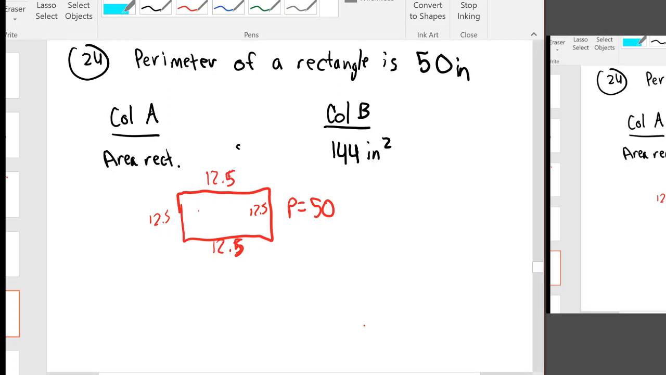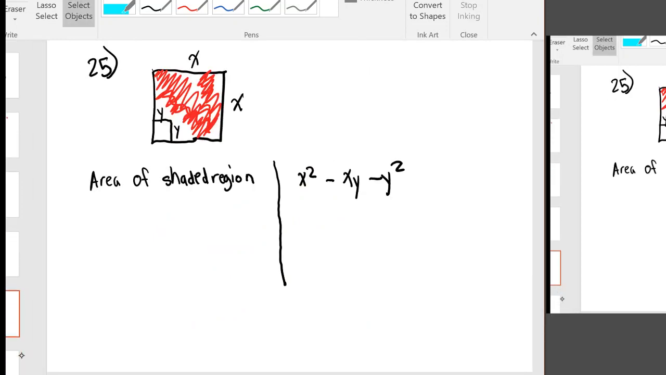Or it could be 1, 1, that's 2, right? And then 24, 24. So I have no idea what the dimensions are at all. So I can't really determine anything, so the answer is going to be D here. The answer cannot be determined from the information given.